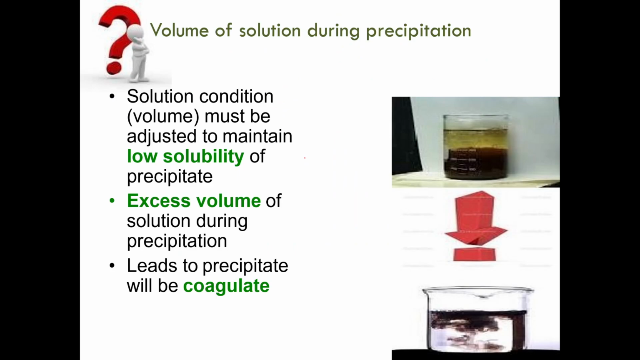And then the volume of solution during precipitation. The solution condition or the volume must be adjusted to maintain the low solubility of the precipitate. If the volume of solution is very high, an excess, what happens? It leads the precipitate to coagulate. Coagulate means sometimes the solution will become a solid state, and this condition can also produce a semi-solid state, for example the precipitate will disperse into the solution.